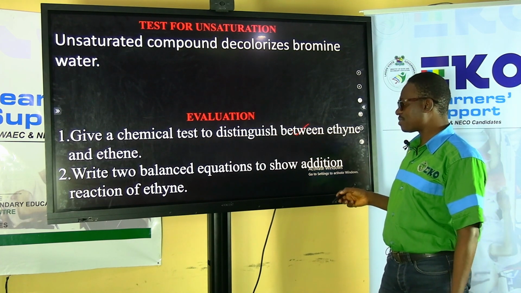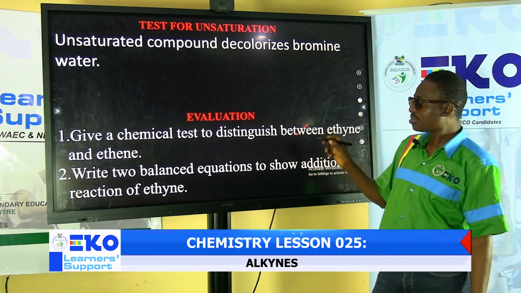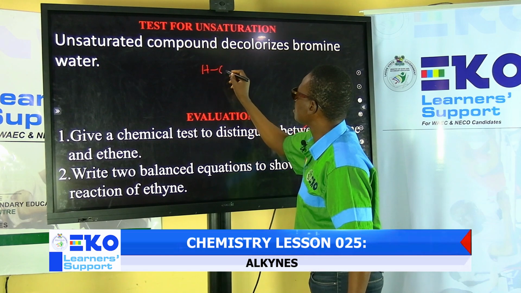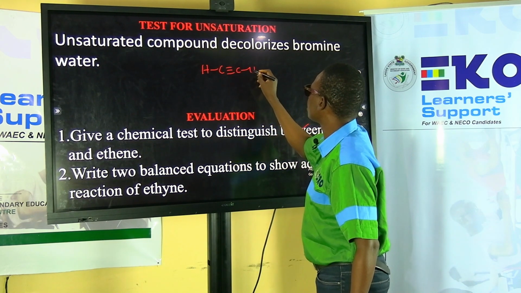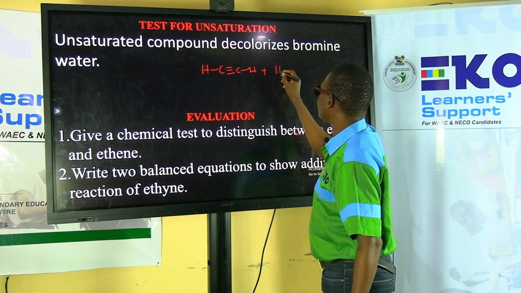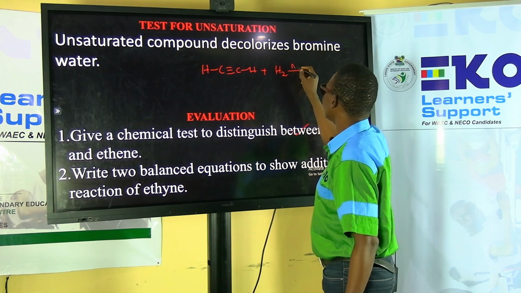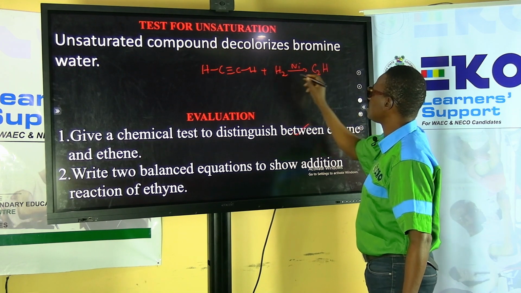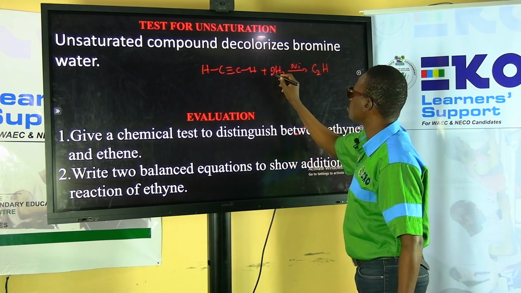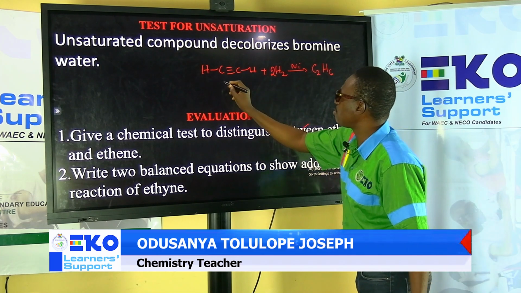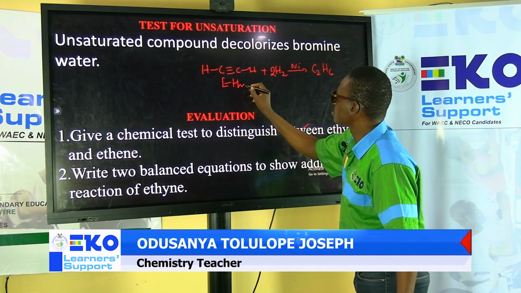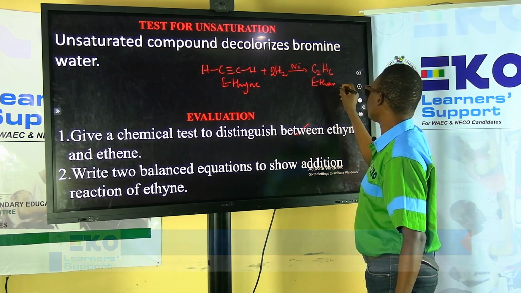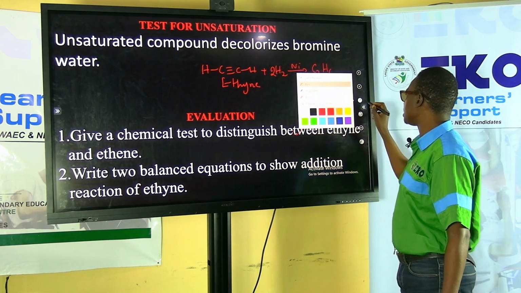Wonderful. So write the balanced equation for one of the addition reactions of ethyne. So let's quickly do that. So I pick ethyne, then I react it with hydrogen gas in the presence of nickel. So what do you have? You have C2H2 plus 2 molecules of H2 giving C2H6. So from ethyne to ethane. Okay, good.